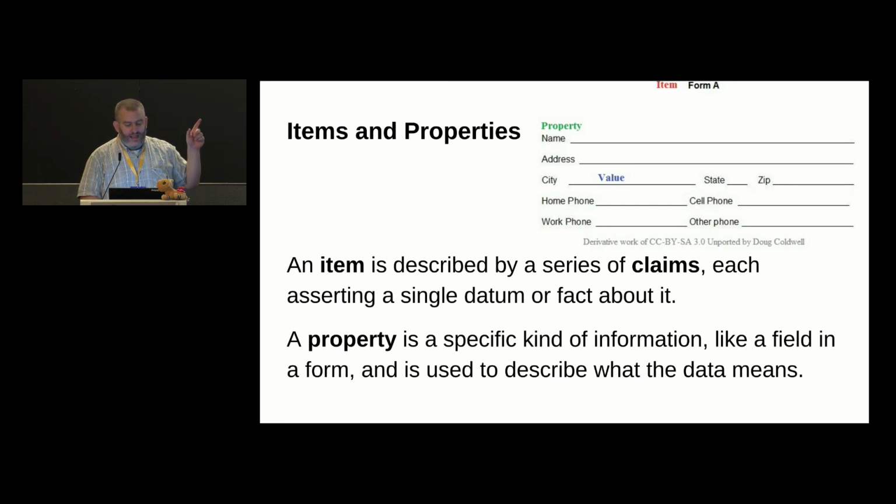Now, each field name in the form is like the property in Wikidata terms, right? Name, address, city, home phone. These are the properties. What you fill out in each such field, that's the values, okay? And this is very much how Wikidata works, right? If you imagine, it has like forms about certain topics, and each such form has a whole bunch of fields with values, right? So we have a form about the city of Berlin, we have a form about Vincent van Gogh, etc.